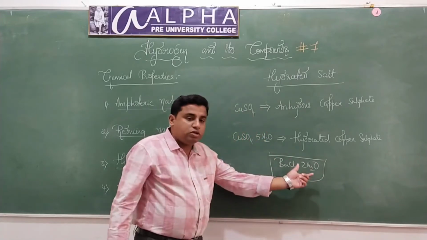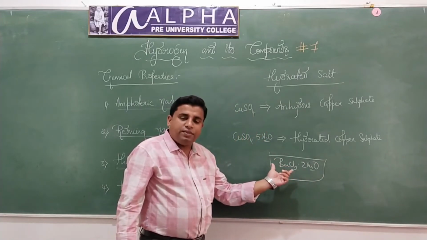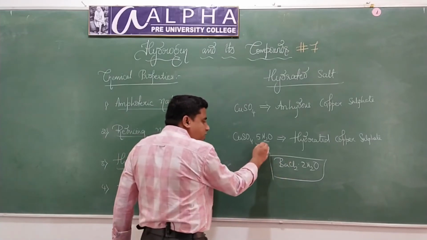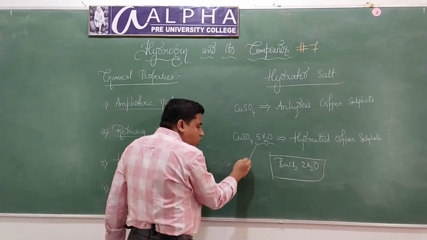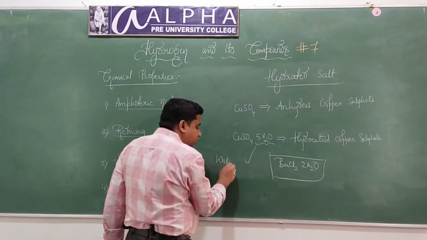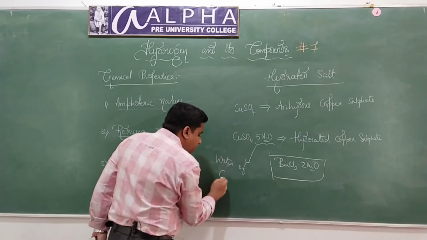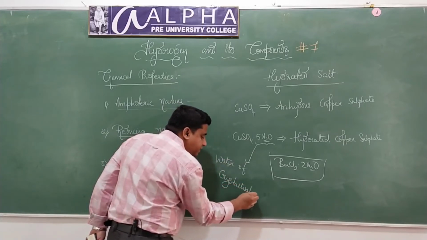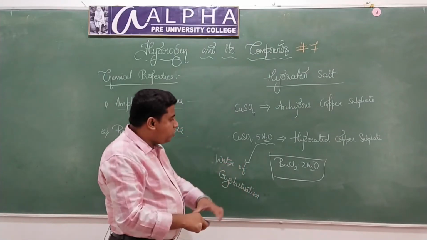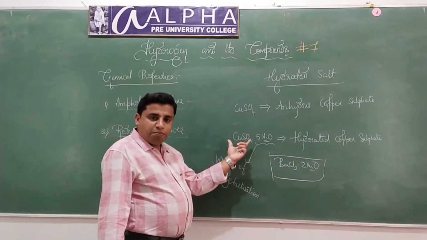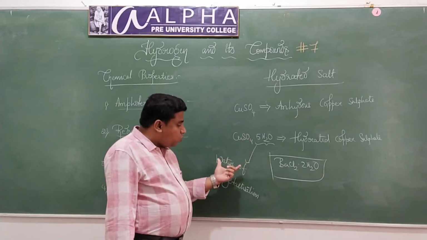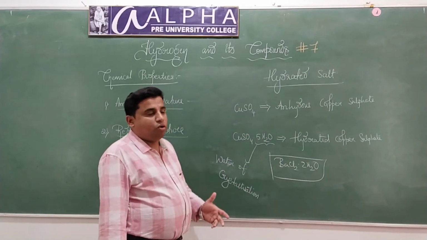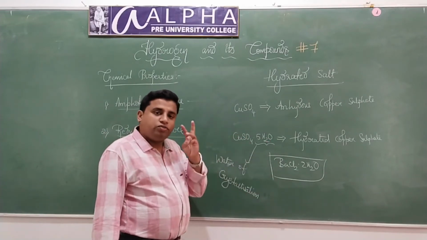If water molecules are associated with a particular compound, then that compound is called a hydrated compound, and these water molecules associated with the compound are called water of crystallization. Understood? The water molecules are known as water of crystallization, and the whole compound is called a hydrated compound.